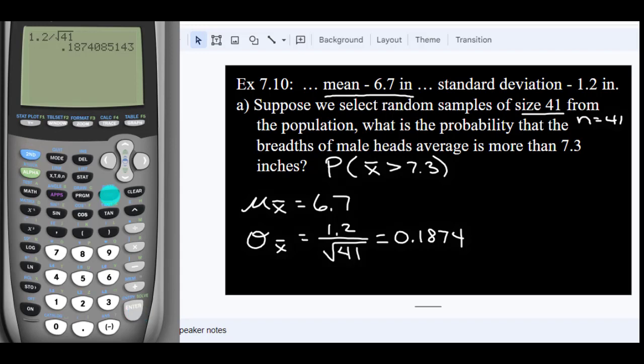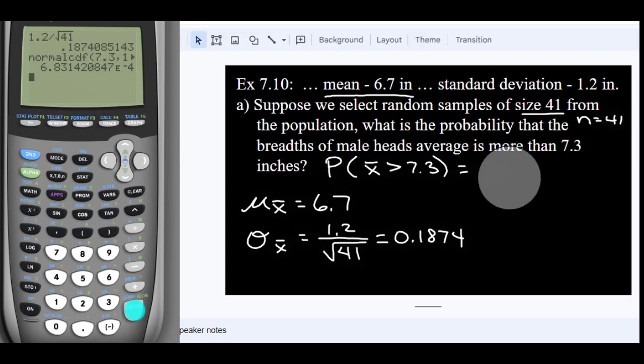So second variables down to normal CDF. We want greater than, so our lower boundary is going to be that 7.3. The upper boundary is going to be the 1E99. We know that the mu, the mean, is 6.7. And we know that our standard deviation is 0.1874. So we're going to find that probability. And what do we get there? Not a very good chance.